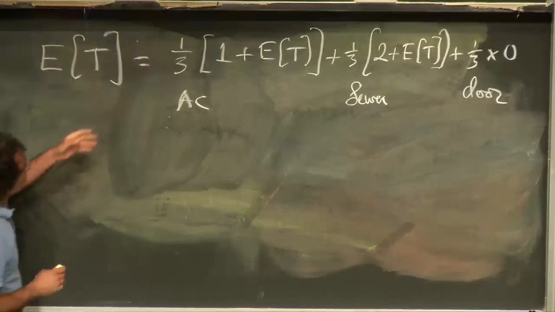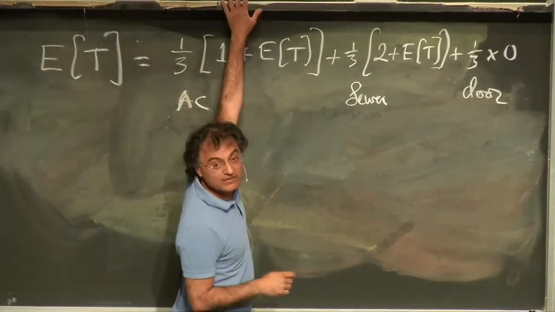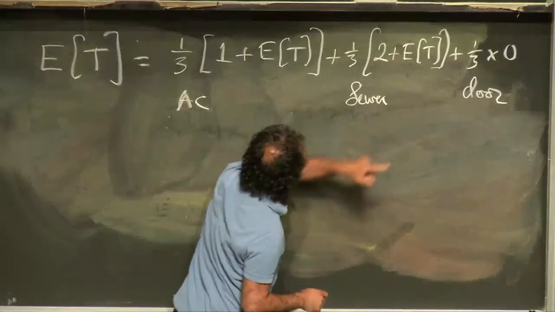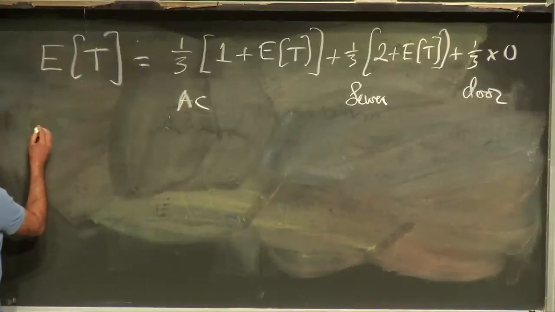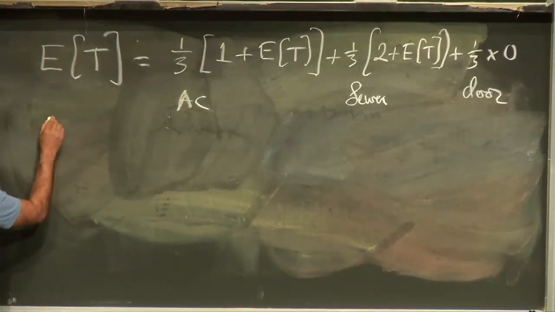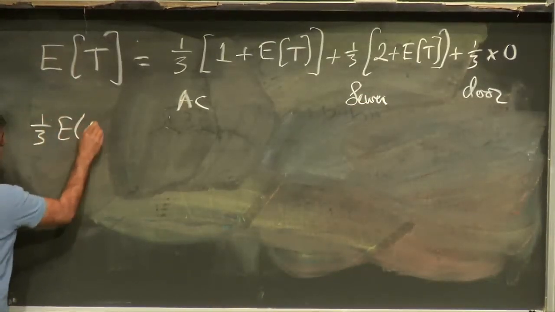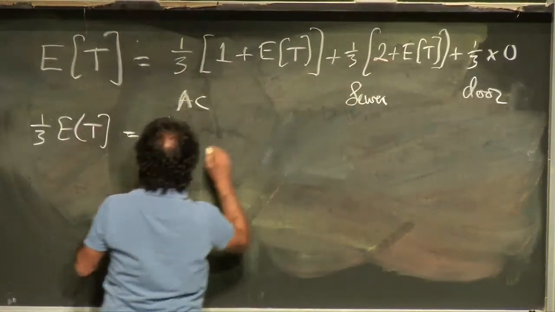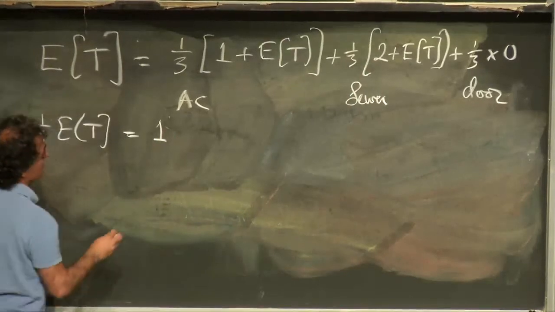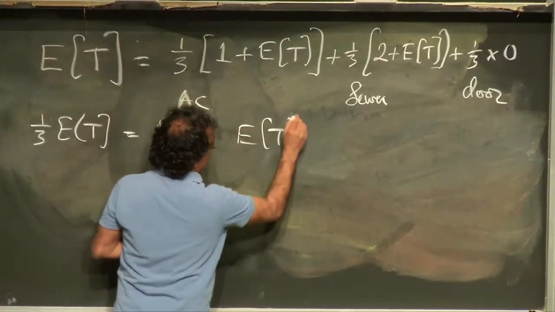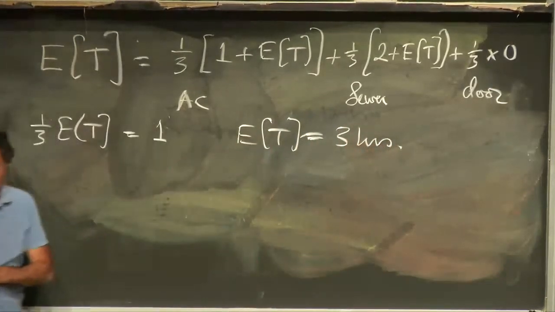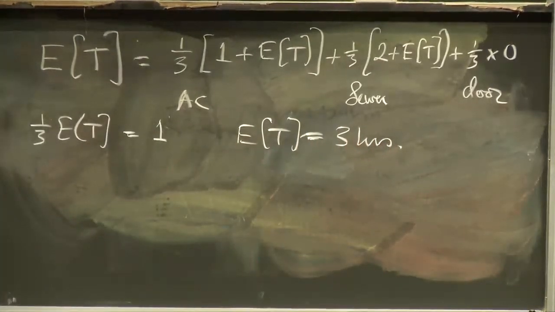Okay, so now again you can do exactly the same thing we did up there and rearrange, and you get E of t times 1 minus 2/3. So it's 1/3 E of t equal to 1/3 plus 2/3 equal to 1. So the expected time is 3 hours. Right? Okay.